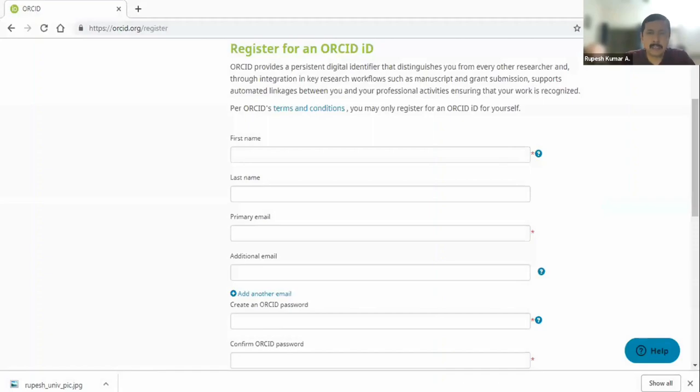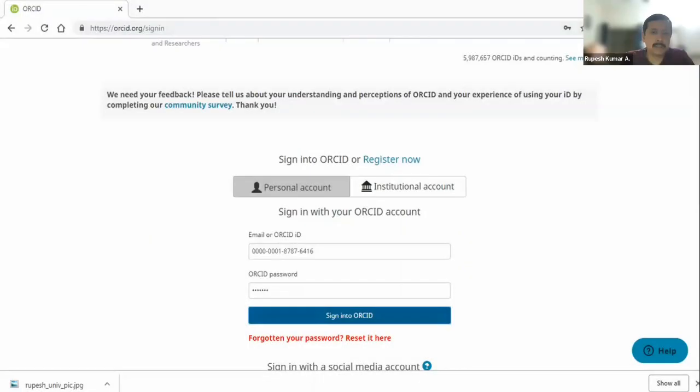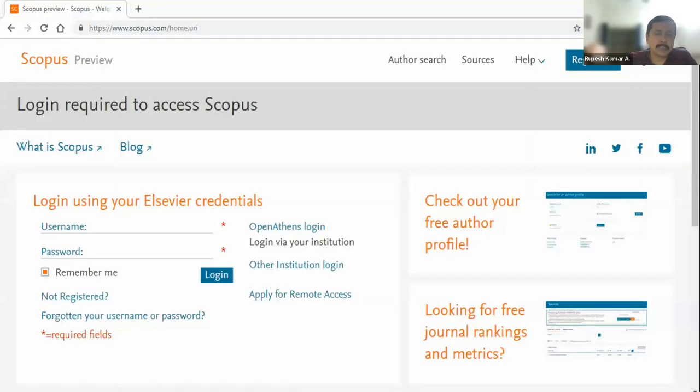Okay, so here I have explained how to register for an ORCID ID. You need to fill in a simple form and you can sign into your ORCID account. You can see my ORCID ID is this. I have got a 16-digit ORCID ID and I have defined a password. So I log into my ORCID profile and I have already filled in all the details. Whenever I publish a new article, I go to ORCID and I fill in the details of the publication. Okay. And the next is Scopus Author ID.